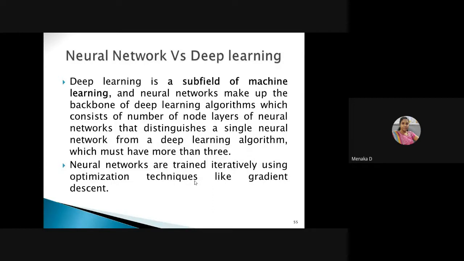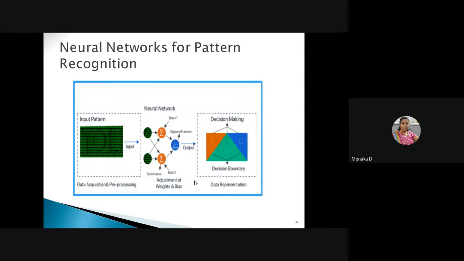So you have to understand the difference from the previous slide. You know that when a neural network is trained iteratively or repeatedly, you will get a deep learning network. Some examples I have shown. The first one is pattern recognition. Based on the input features or input patterns, a decision can be made, that is, either yes or no.